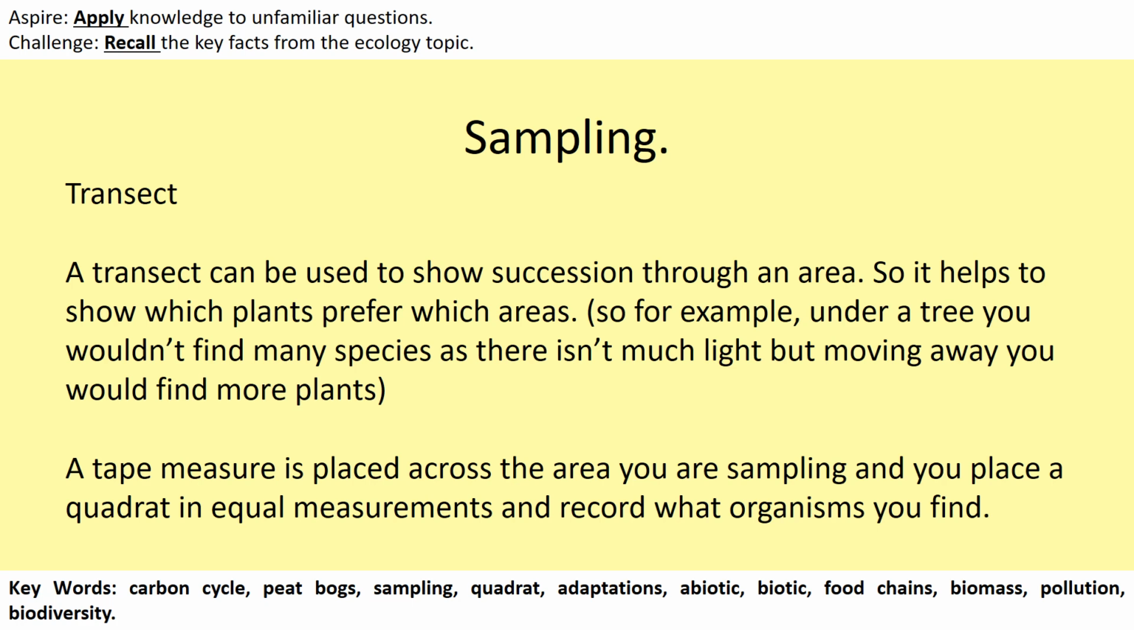The transect line is a scientific name for saying you put a tape measure down. So you just put the tape measure across the area that you're going to sample, and then you place a quadrat in, let's say every 5 meters, and you look at what type of plants are in there. You can look at what type of animals are in there.